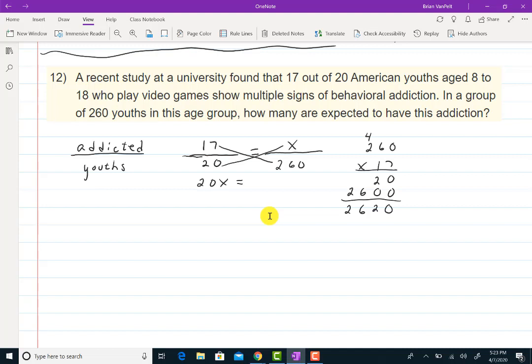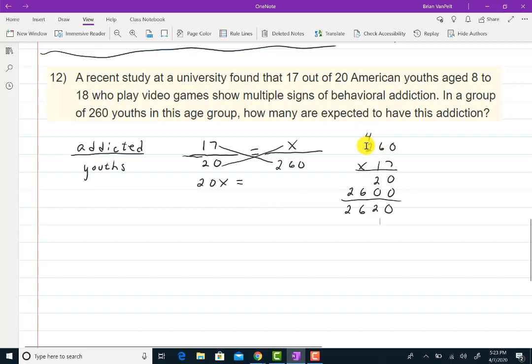So I get 2620. I find that hard to believe. I'm going to have to check myself here and see what I did wrong. 7 times 0 gave me the 0. 7 times 6 gave me 42. Oh, I didn't do this multiplication part.